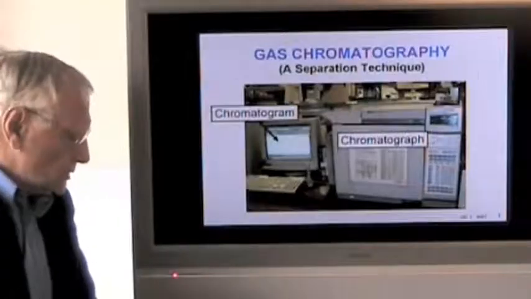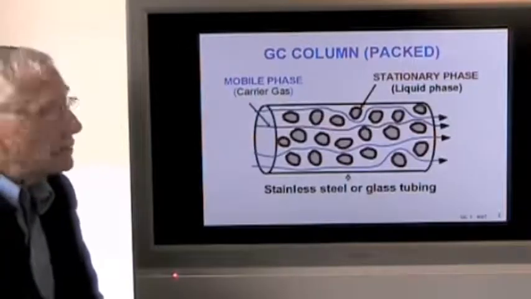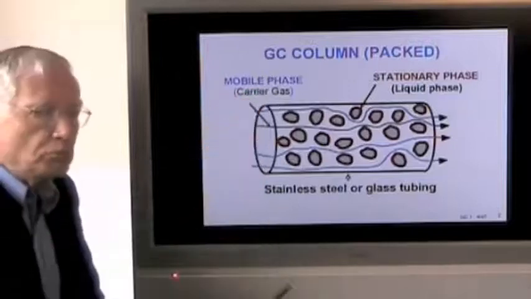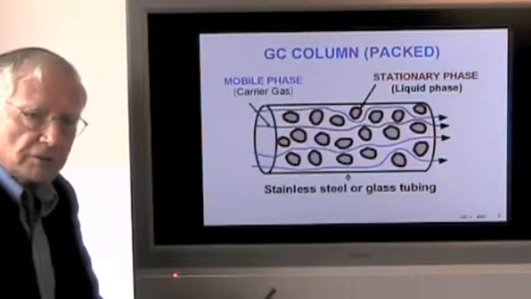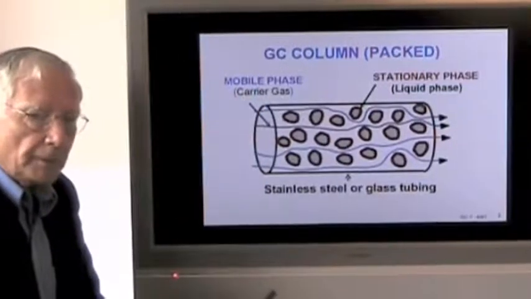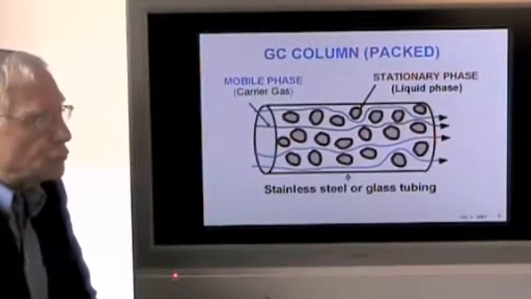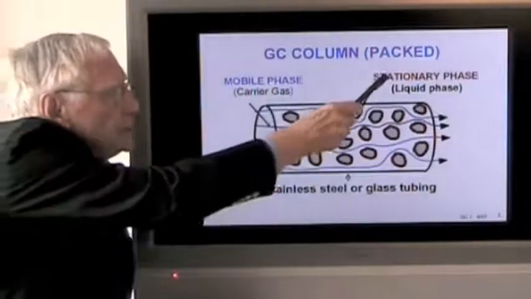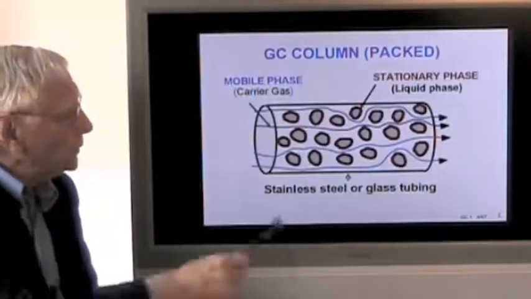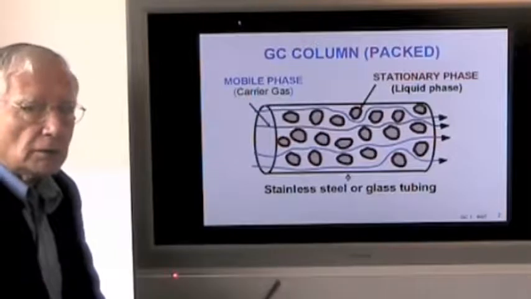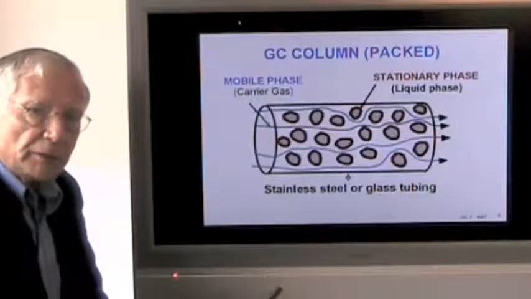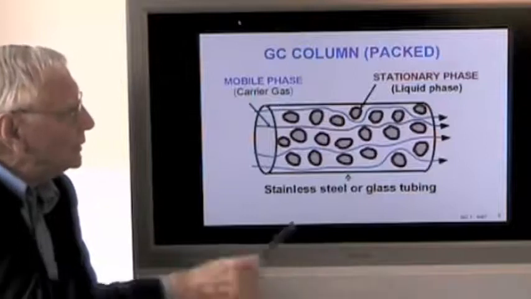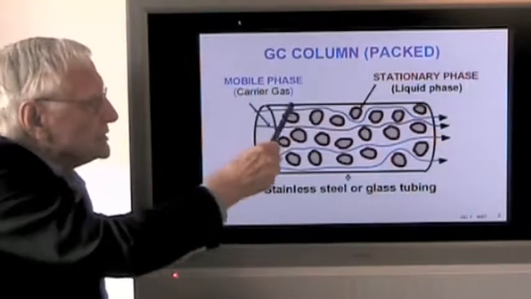How does this column and system separate things? This shows us a schematic of a GC packed column. There are two types of columns, packed columns and capillary. In this packed column we have two phases, a mobile phase which is moving, and a stationary phase which is not moving. The mobile phase is also called a carrier gas, and typically it's helium, sometimes nitrogen, sometimes hydrogen. The carrier gas flows constantly through the column.